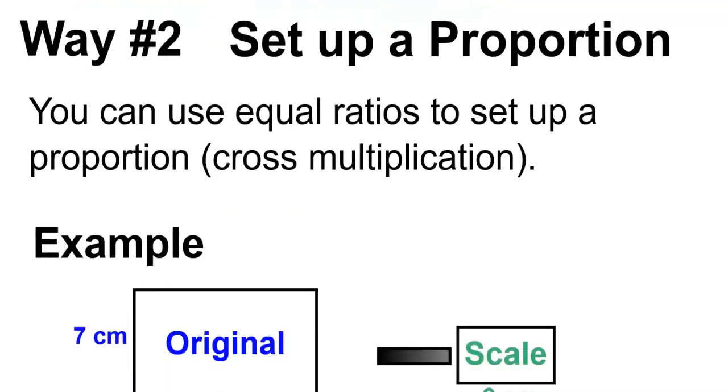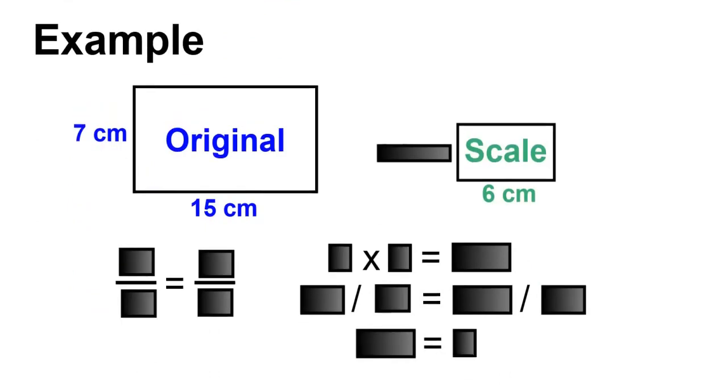Way number two, set up a proportion. You can use equal ratios to set up a proportion. You do this by using cross multiplication. For example, we'll start with the long side. On the scale, we have 6 centimeters, and on the original, the long side is 15 centimeters. So 6 is proportional to 15.